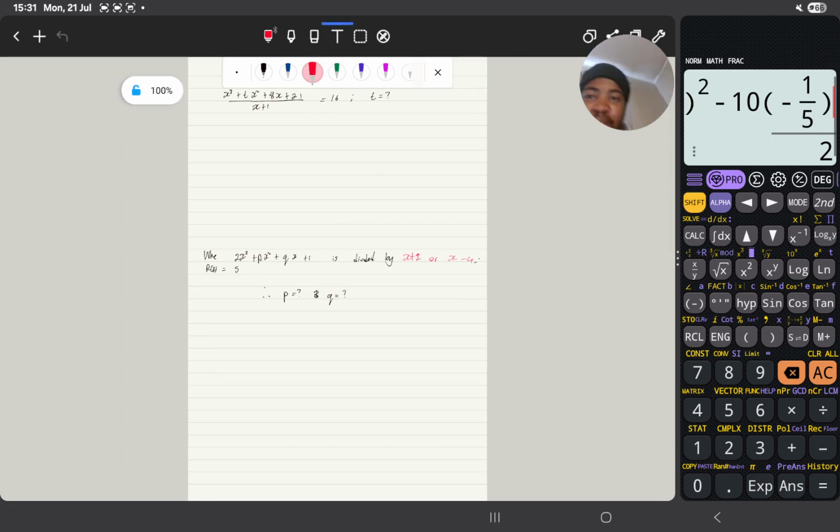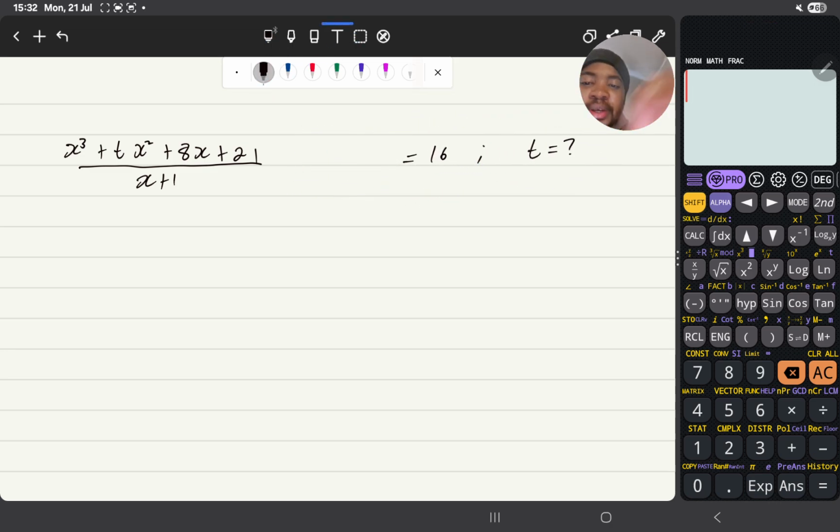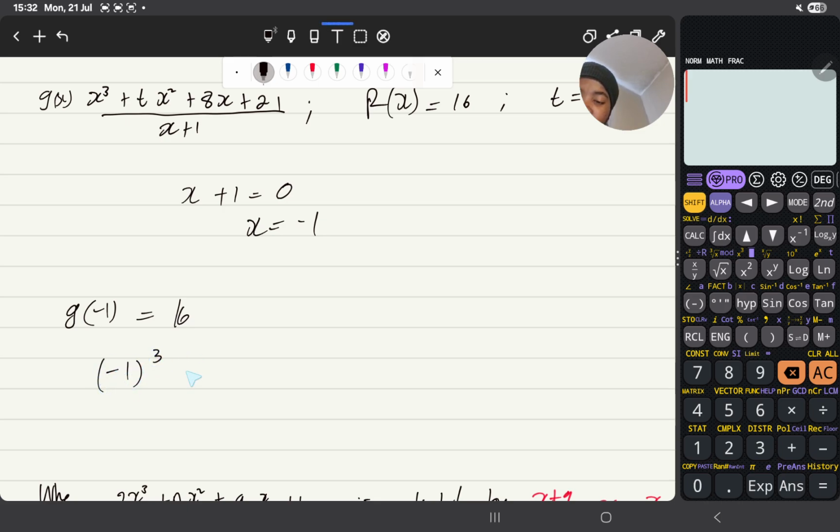I think I saw some examples here. Okay, so I remember now. If we divide this by this and r of x is this, the remainder is 16, then find t. So you start here, and x equals minus 1, and say this is g of x. Now you have to find g of minus 1, and it gives us 16. So you go there: minus 1 to the 3 plus t times minus 1 squared plus 8 times minus 1 plus 21, equals 16.